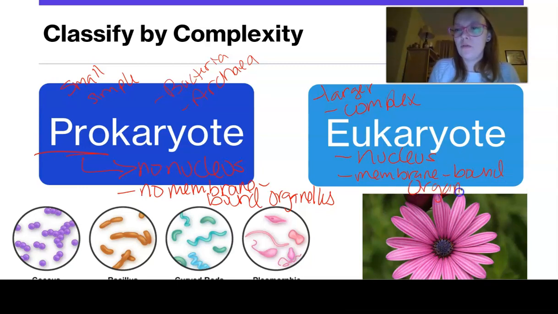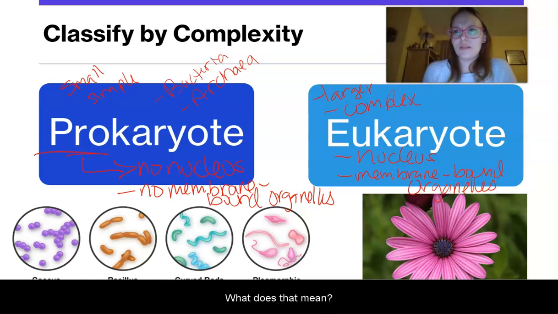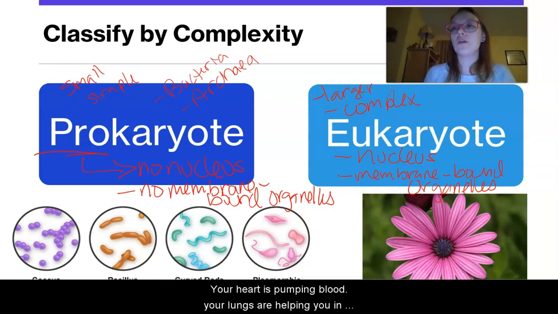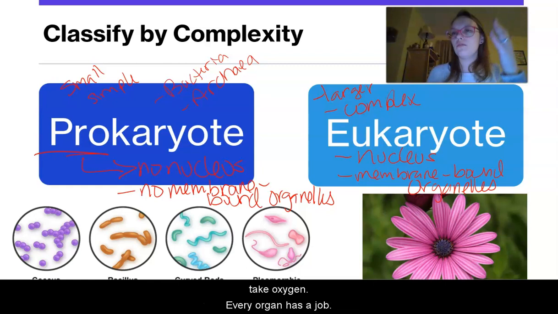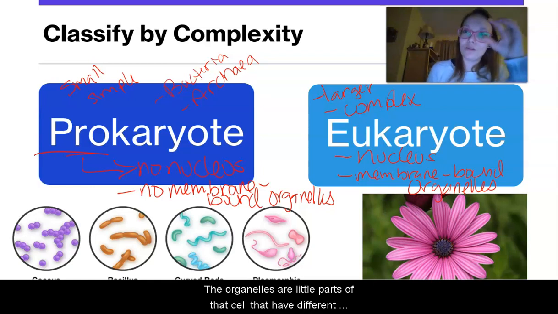Okay, cool, Mrs. Liddington. You're using this word organelles again. Well, what does that mean? Well, if you think about your own body, an organ is a part of your body that has a job. Your heart is pumping blood. Your lungs are helping you intake that oxygen, right? So every organ has a job. Organelle just means baby organ. So organelles are little parts of that cell that have different jobs.